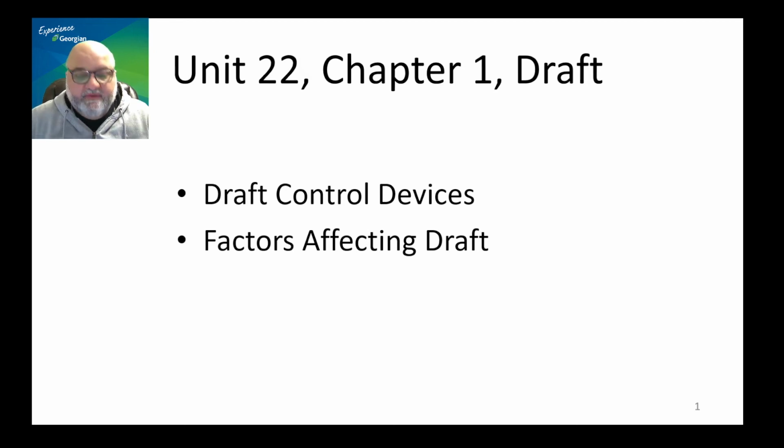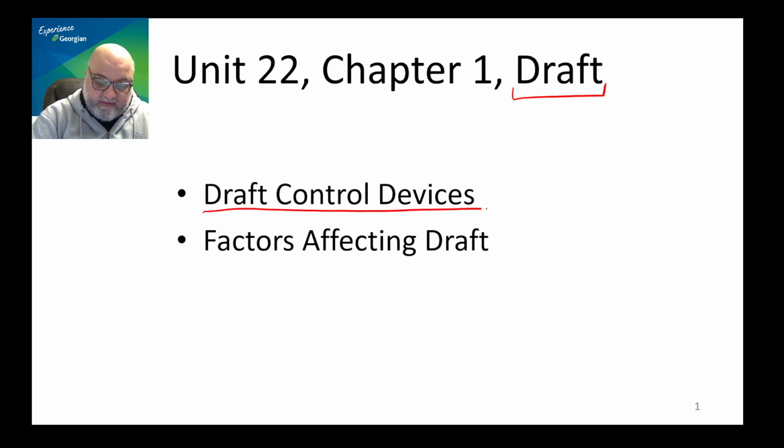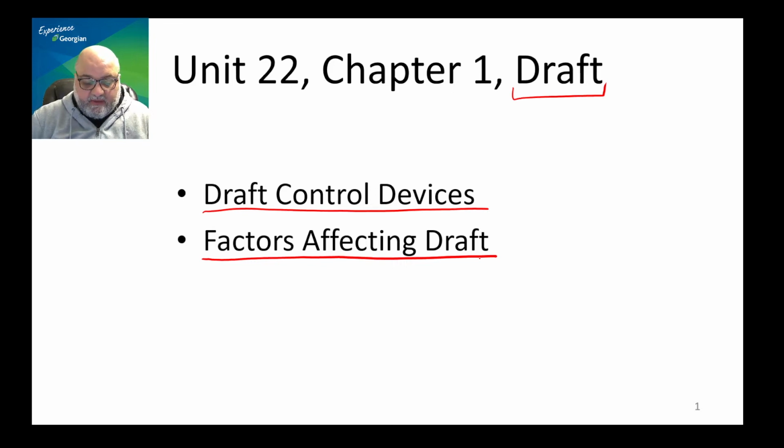In the previous videos, we have talked about how draft is generated and how it is affected by the temperature and pressure difference between the inside point and outside point of the draft. In this video, we're going to talk about the draft control devices, and we're going to see that there are two major categories and what the functions of each category are. And then we're going to touch upon factors affecting draft very quickly.